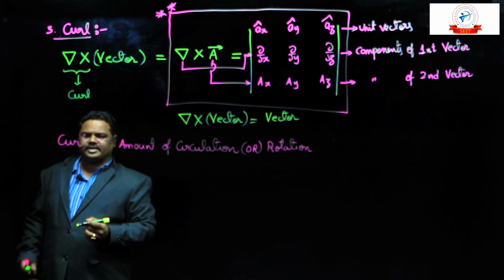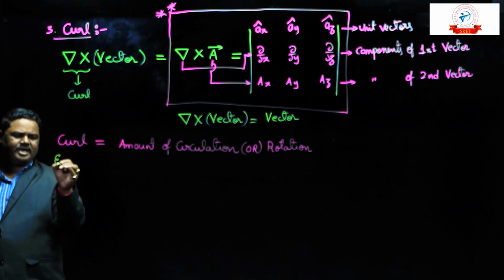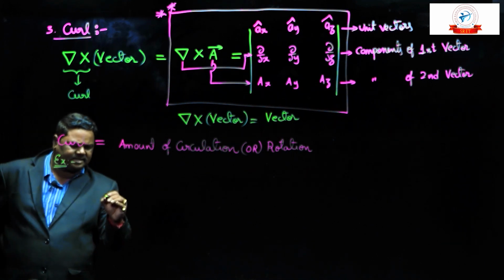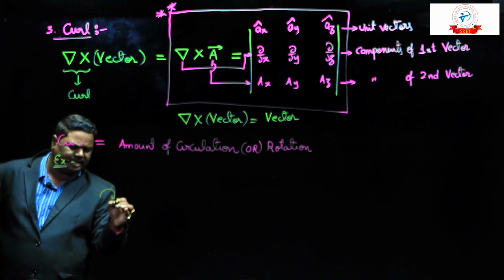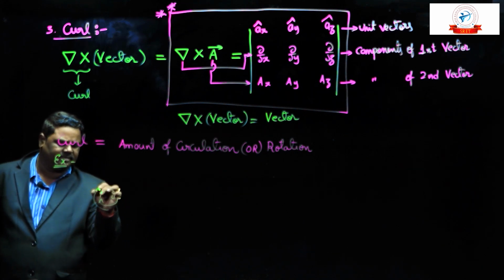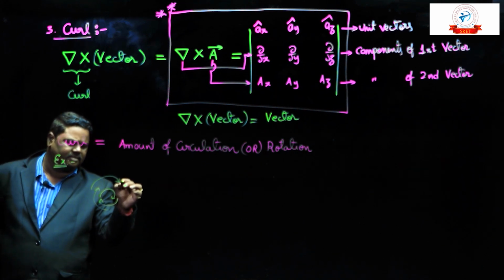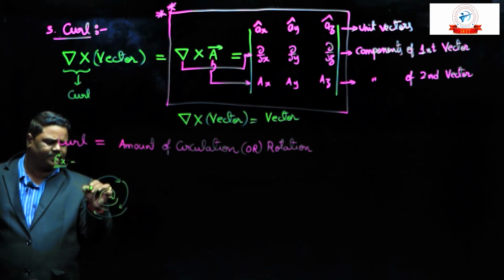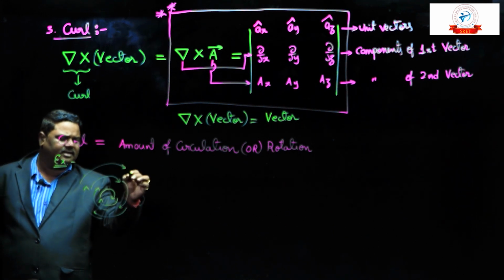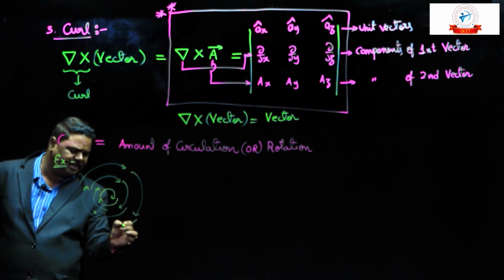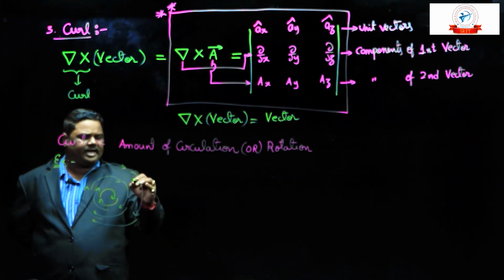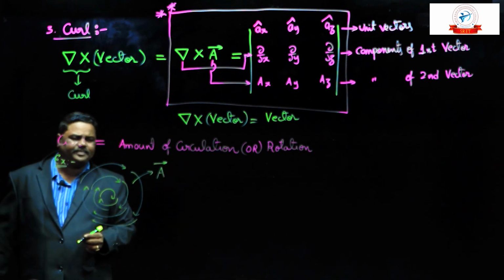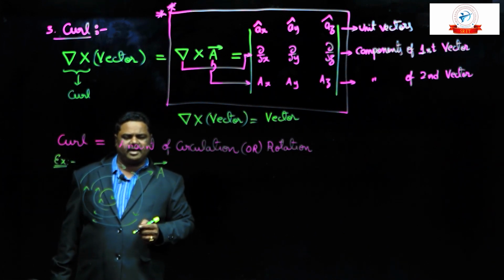I will give an example and explain. Let us consider a vector field as shown in the diagram. This field can be represented mathematically, and I represent it with A bar. Now let us find the curl of A bar here.